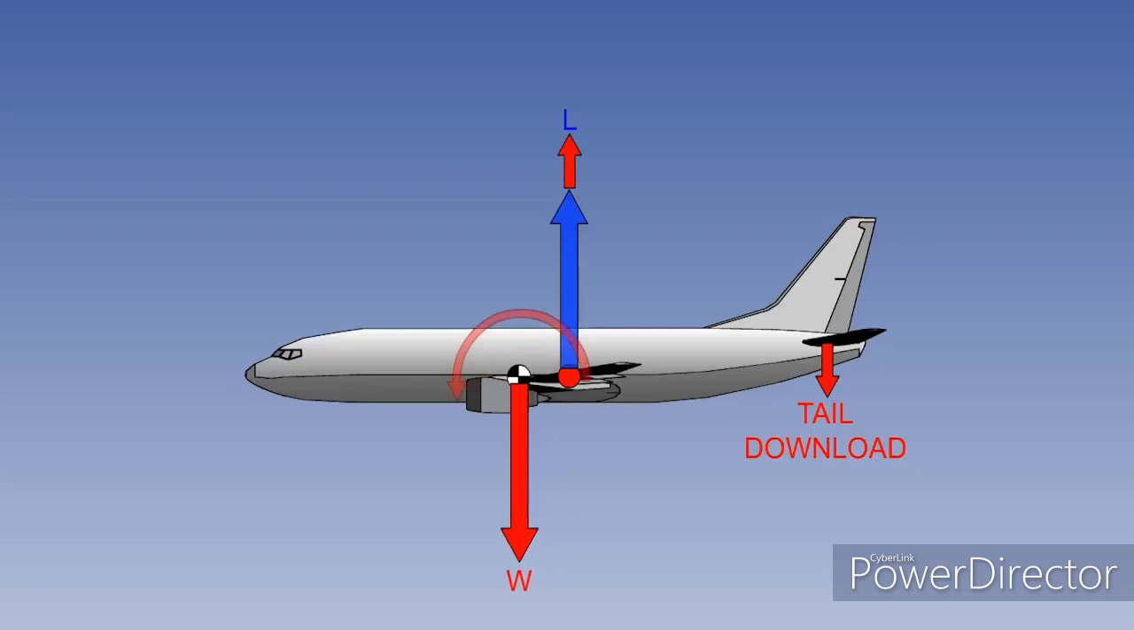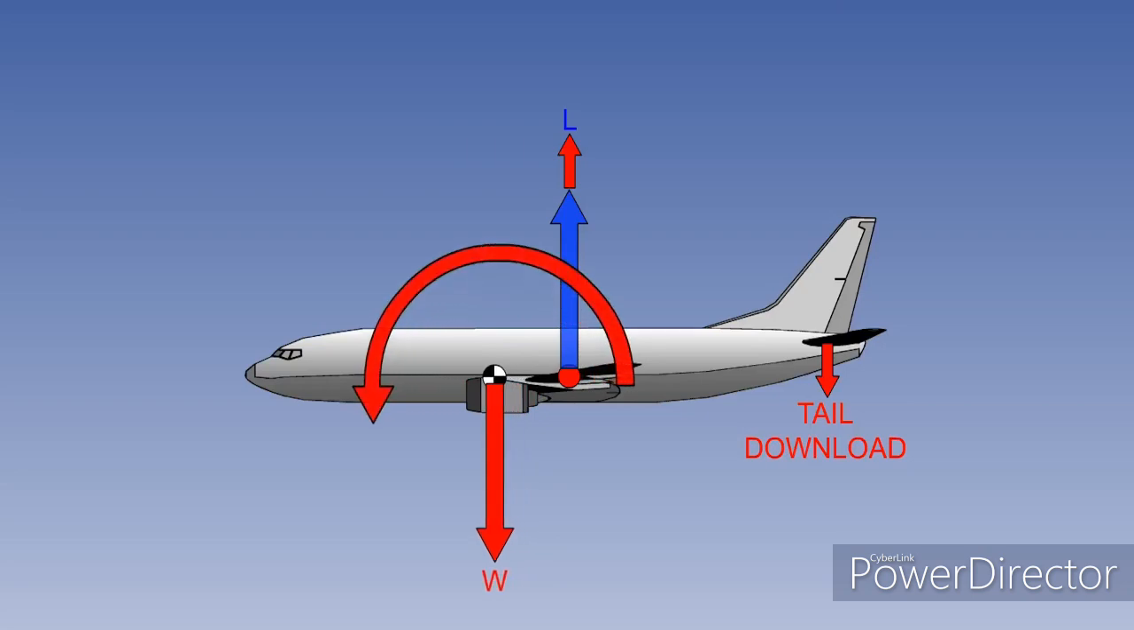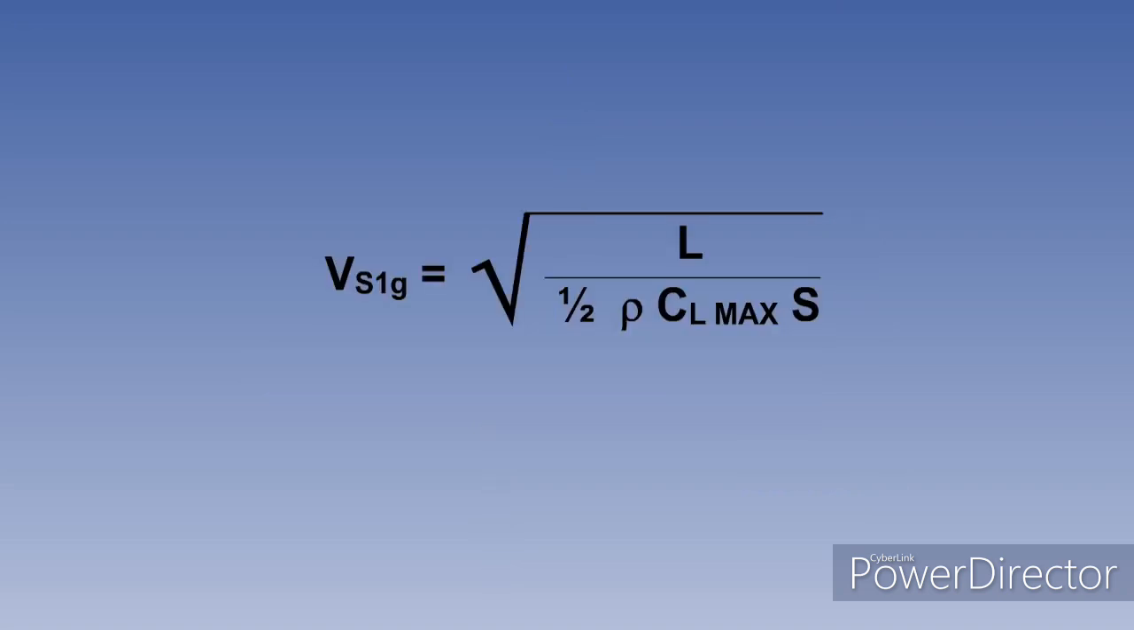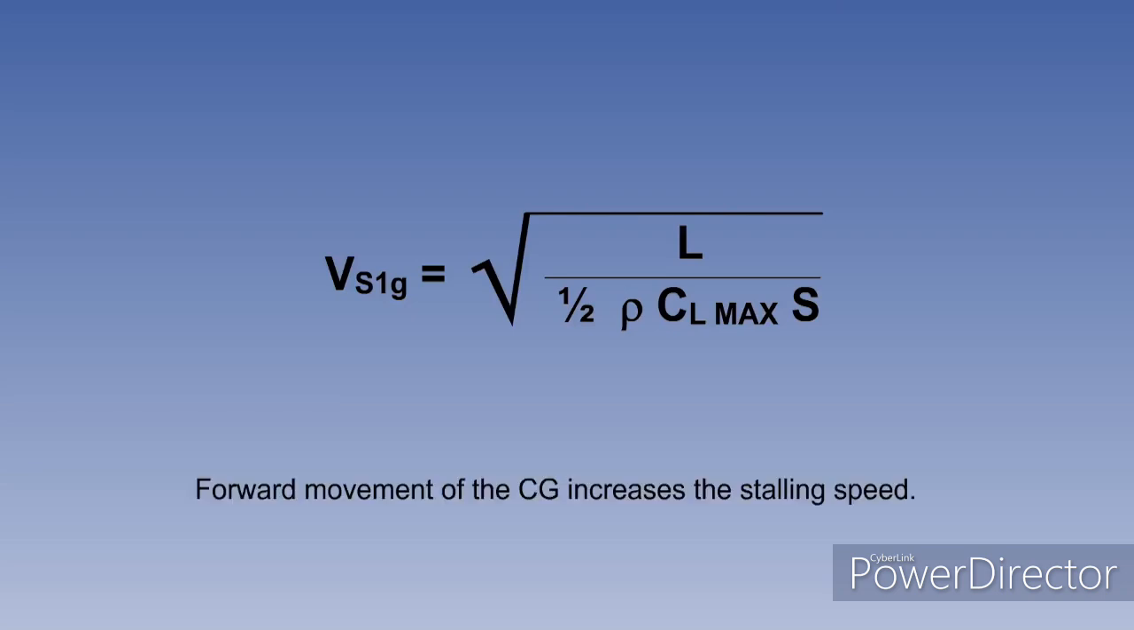If the CG is further forward, it will produce a greater pitching moment, which must be balanced by a greater downforce from the tail plane. This in turn requires more lift to counter the downforce. From the 1G stall formula, you can see that greater lift gives a higher stalling speed, with the conclusion that forward movement of the CG increases the stalling speed.